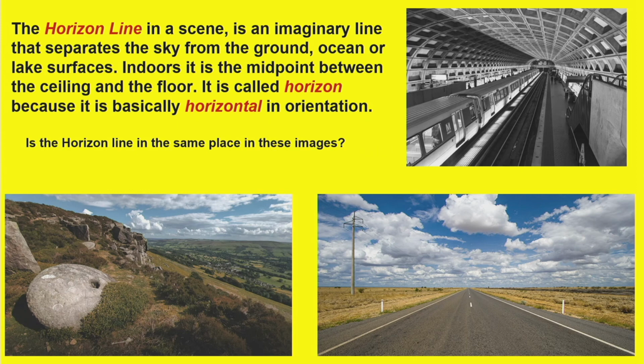The horizon line in the scene is actually the imaginary line. It's not a real line. It's an imaginary line that separates the sky from whatever ground or water, body of water is in front of you. So it could be a lake or it can be an ocean. Inside a room, it's the midway point between the ceiling and the floor.